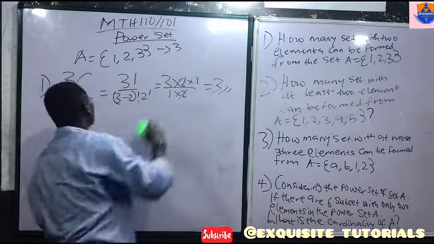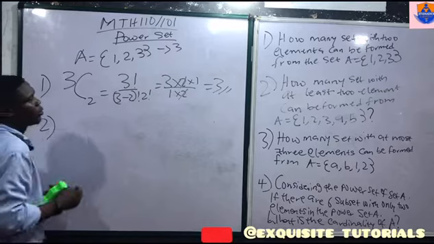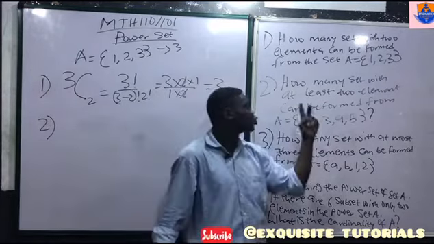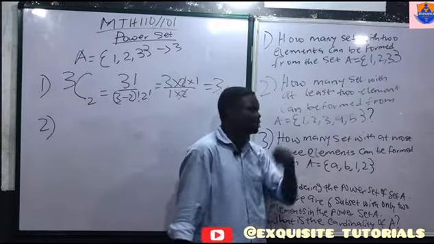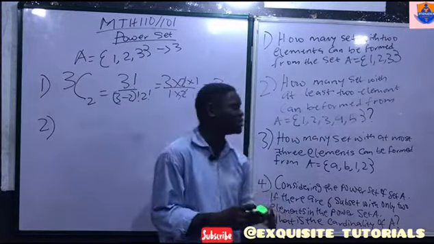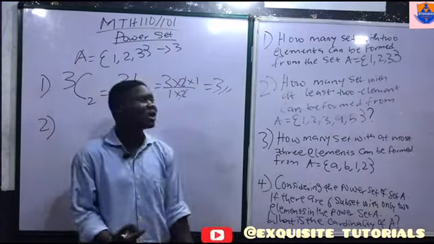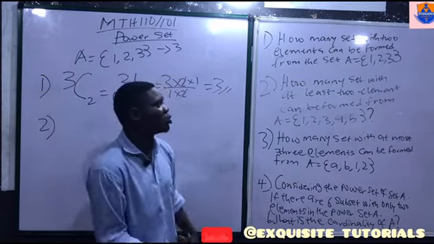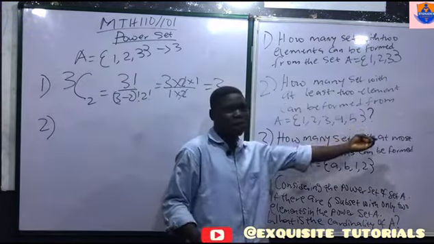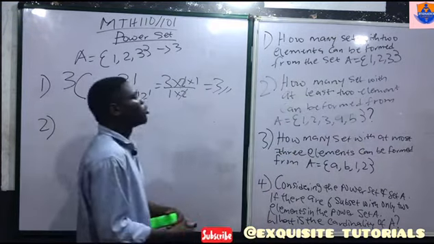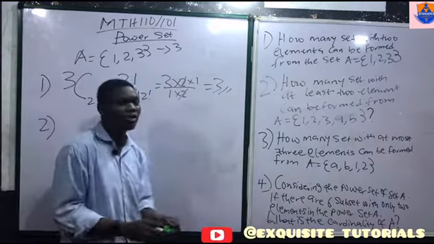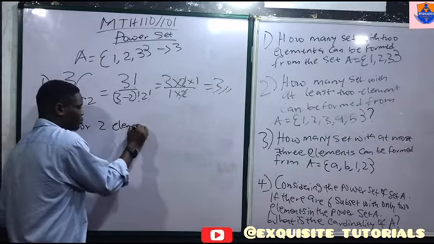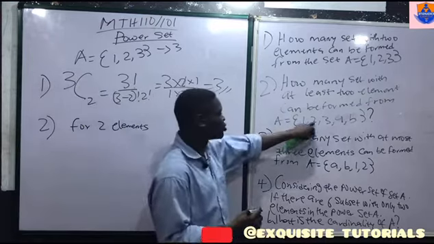Now let's solve question 2. We have, how many sets with at least 2 elements can be formed from this? Now when you hear at least, it means the lowest is this. So they said at least 2 elements, meaning that it can be more than 2 elements. We can have 3 elements, we can have 4 elements, we can have up to 5 because there are 5 elements here. So for the number of sets that can be formed for 2 elements, we have how many elements are here? 1, 2, 3, 4, 5.